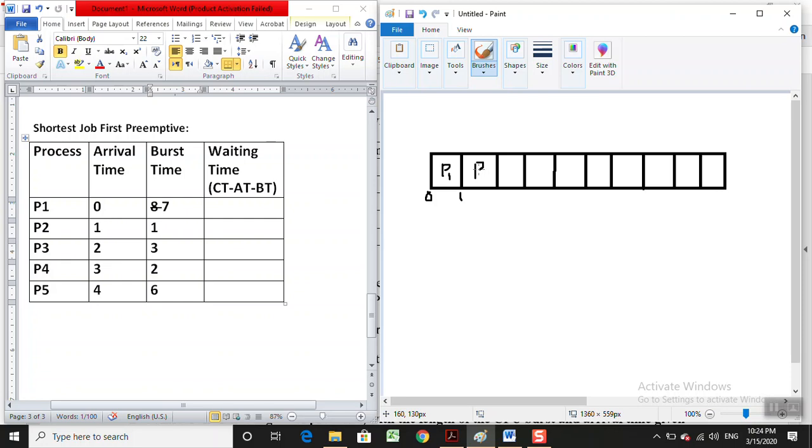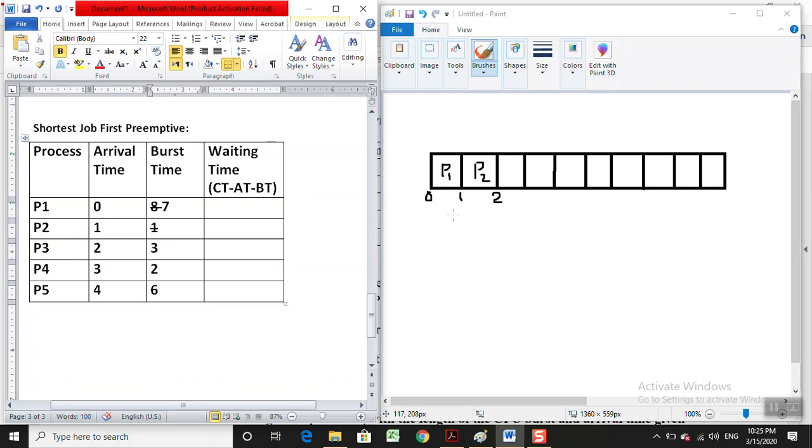So let us schedule the P2 process, and it will continue its job until 2 milliseconds, because at 2 milliseconds another process has arrived, and you can see here there is only 1 millisecond, so that means P2 has completed its job. There is no logic of preemption here.